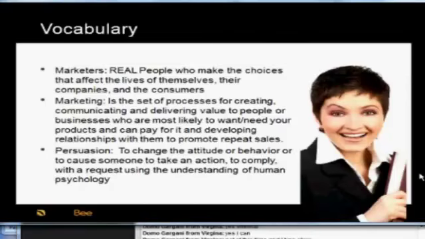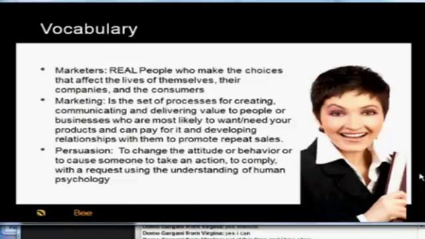Marketers. Marketers are the real people who make the choices that affect the lives of themselves and their companies and their consumers. If you are doing any type of buying and selling to other people online, whether it's people or businesses, you are a marketer.